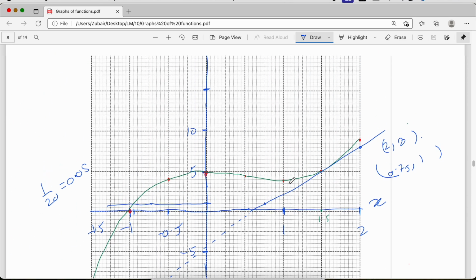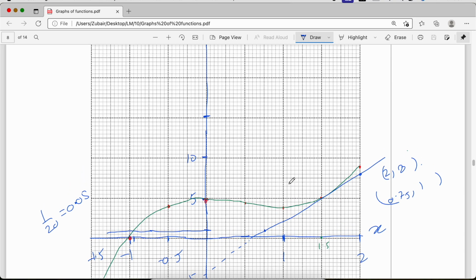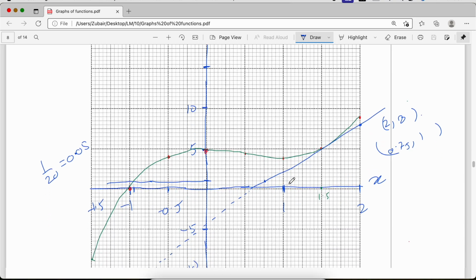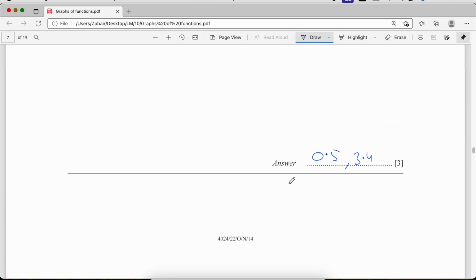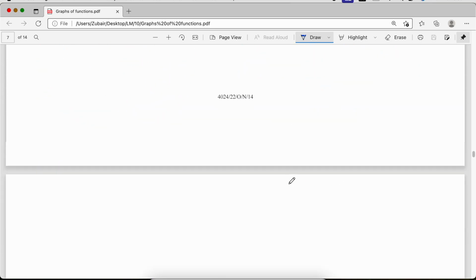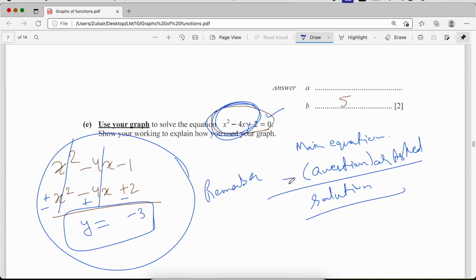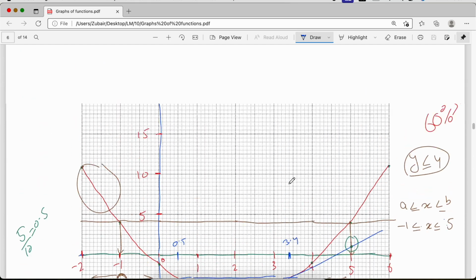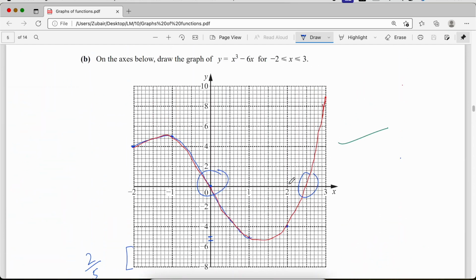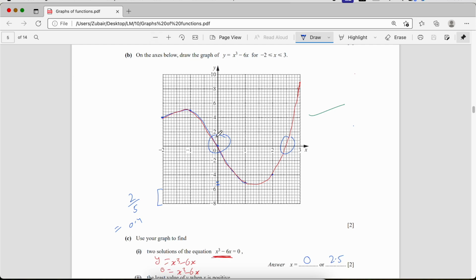Any confusion in this question? Today we've done 1, that's 2, and that's 3 graphs. I'll stop right here, share this sheet with you, go through the questions and try to draw them by yourself on graph paper.